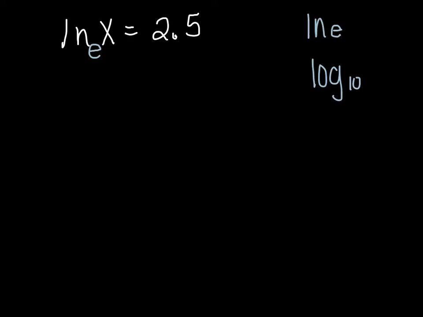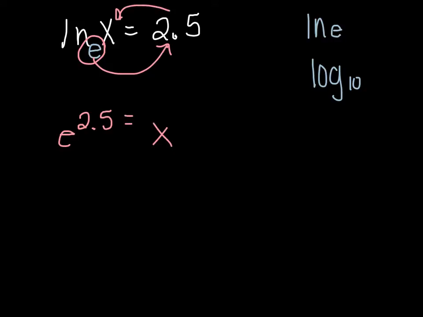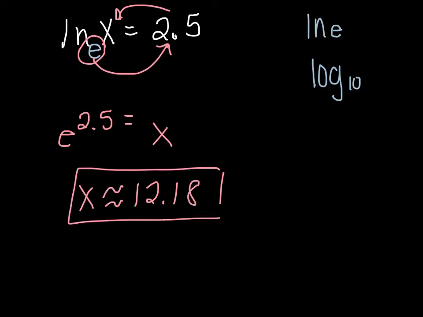Anytime I have one log isolated and only one log, I'm going to go into exponential power. It's this little one raised to the outside, so e to the 2.5 equals x. So now all I have to do is plug it in my calculator and press second ln, which gives you e raised to the 2.5. That means x is approximately 12.18.